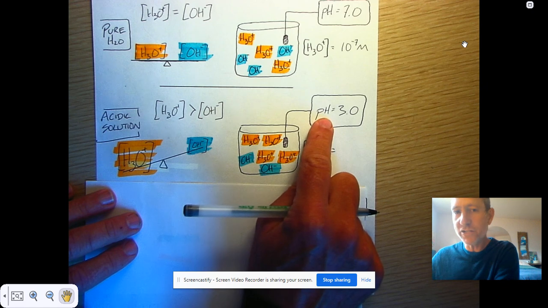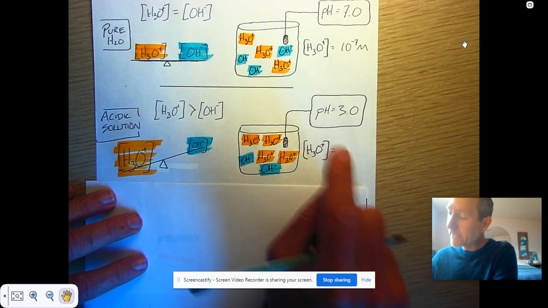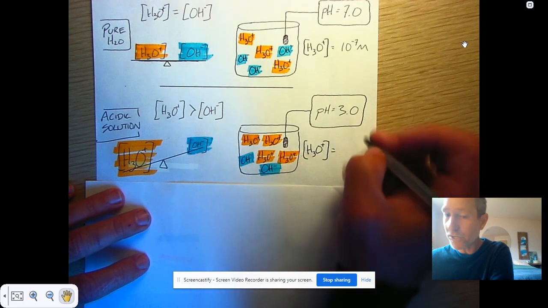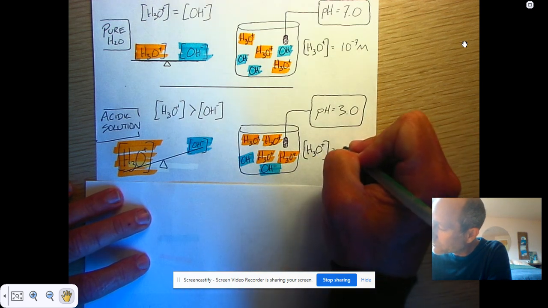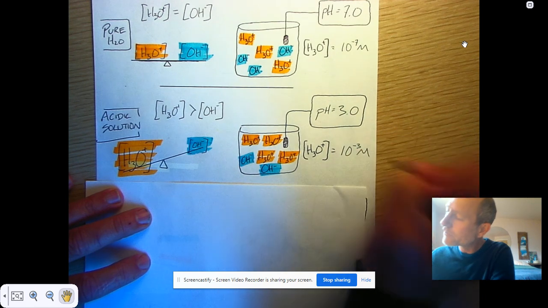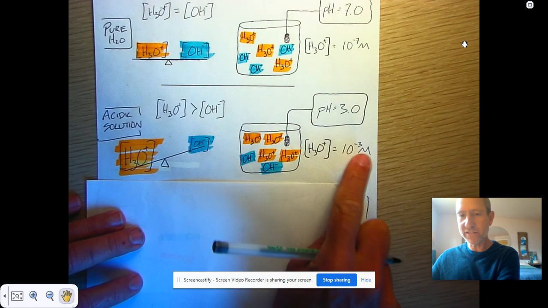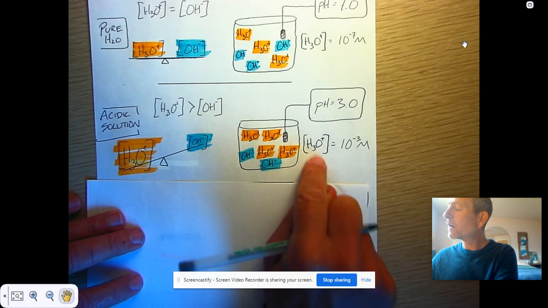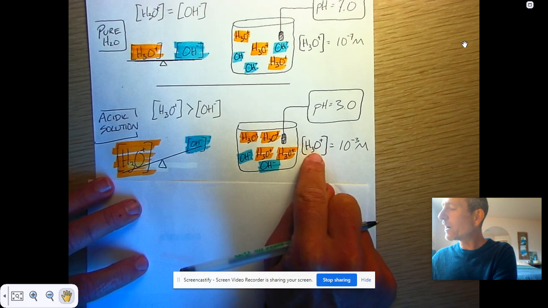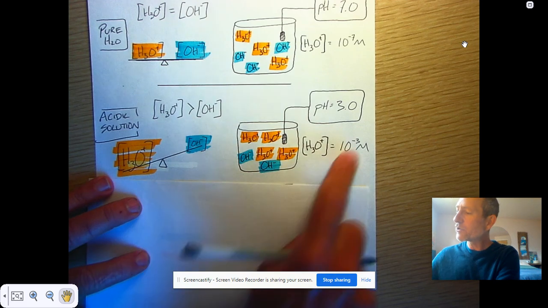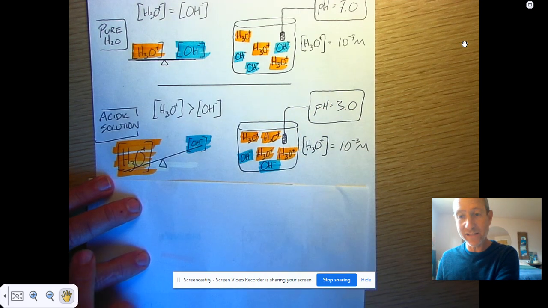And if the pH is 3, it is true that the hydronium ion concentration is going to be equal to 10 to the negative third molar. This is true. If the pH is 3.0, then the hydronium ion concentration is 10 to the negative third molar. And I'll show you how that works with the calculator next time.